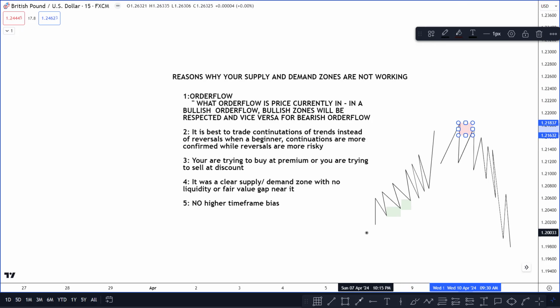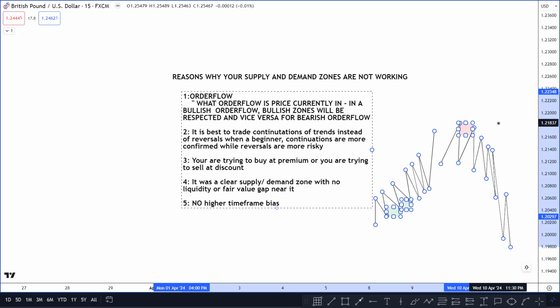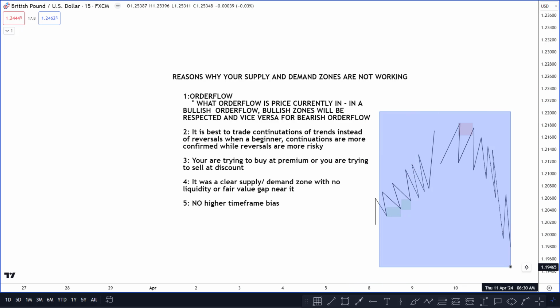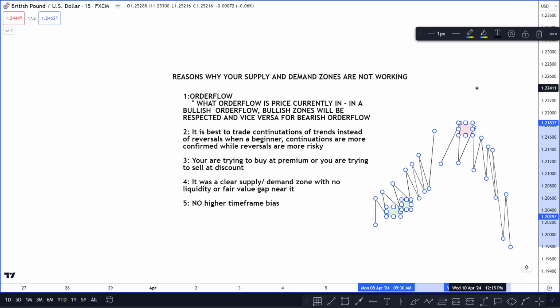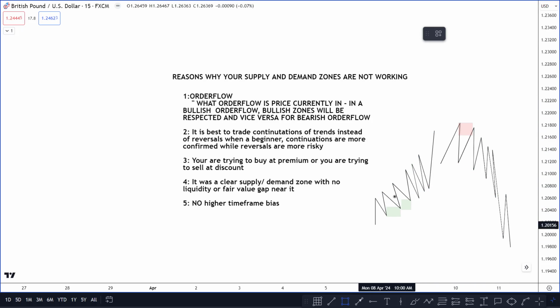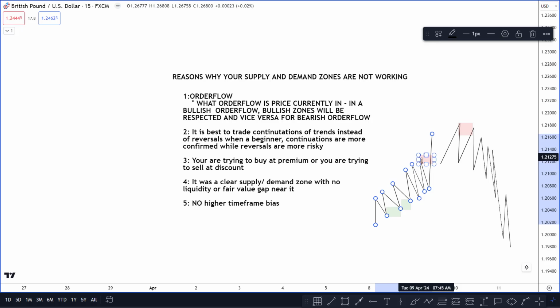We have to understand what type of market structure, what type of order flow we are currently in when we're picking our supply zones. Because a lot of times, a lot of people might pick this supply zone right here, but as you can see when you zoom out, this supply zone will not hold to push price lower, because we were pushing price higher, creating higher highs and higher lows. So we can't be looking for this supply zone to hold to push price lower when we currently have bullish order flow.